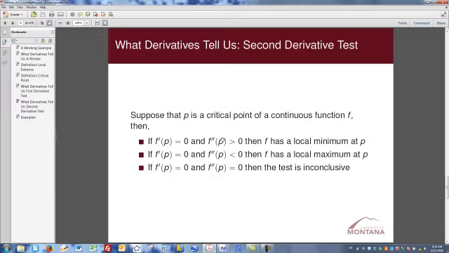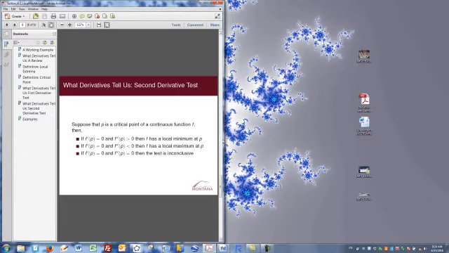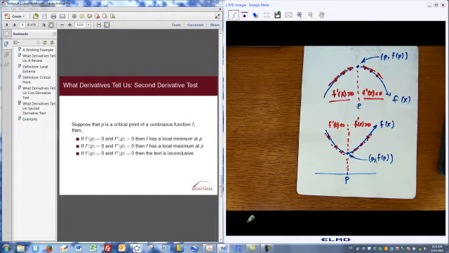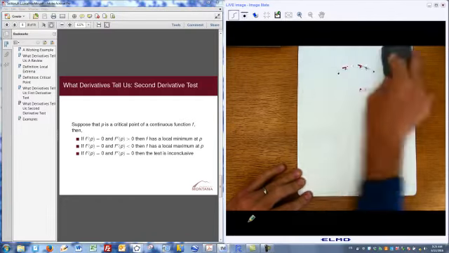Let's see what that looks like. I want to make sure too that you understand that there is a third possibility here, that both are valued at 0. That was the case for 0, 10 in our opening example, and if that's the case, then the test is really inconclusive. You basically can't use it to find out whether you have a local maximum or minimum at that point. So let's take a quick look at a pictorial display of this, and then we'll get on to a few examples.